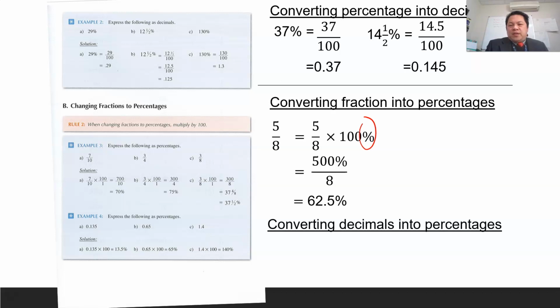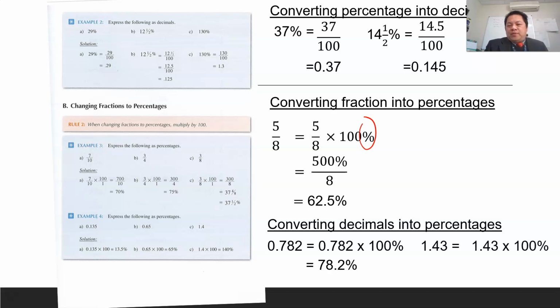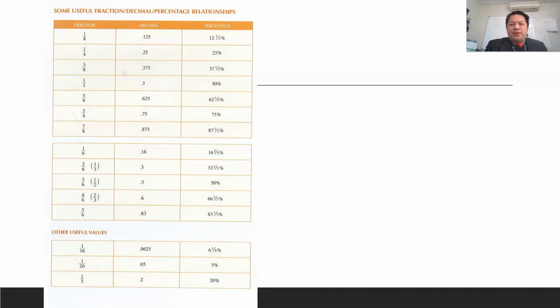Converting decimals into percentage. So again, decimal to percentage. You just have to times 100% and you move the decimal point 2 places to the right. So that's how you get 78.2%. Okay, what about 1.43? Same thing, 1.43 times 100%. You move the decimal place 2 times to the right. That's how you get 143%.